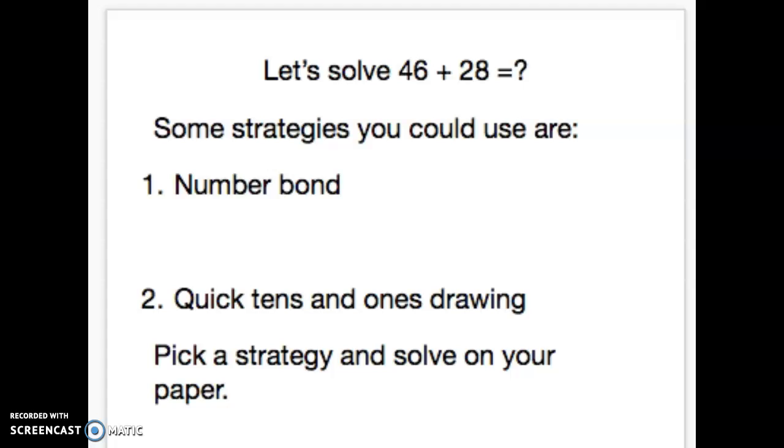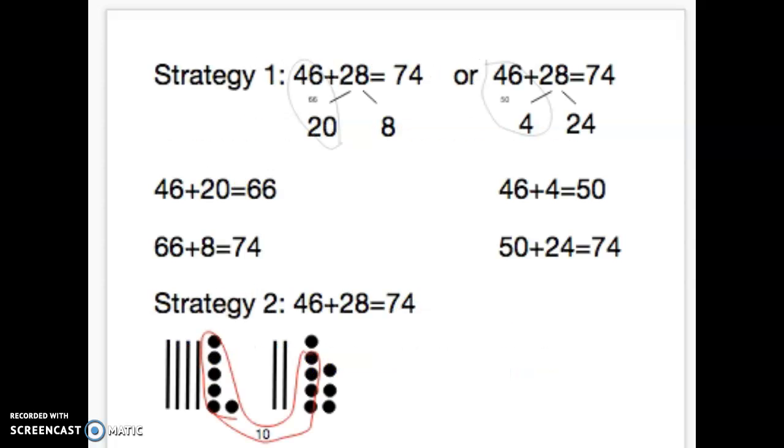Now let's solve 46 plus 28. You can use a number bond or quick tens and ones drawing. 46 plus 28. Here I decompose 28 into 20 and 8. If I circle 46 plus 20 and add that together, that gives me the number 66. Then I have these 8 ones, so 66 plus 8 equals 74.